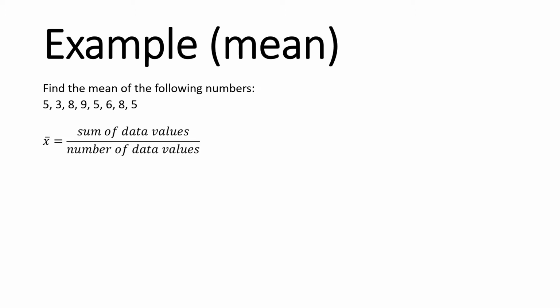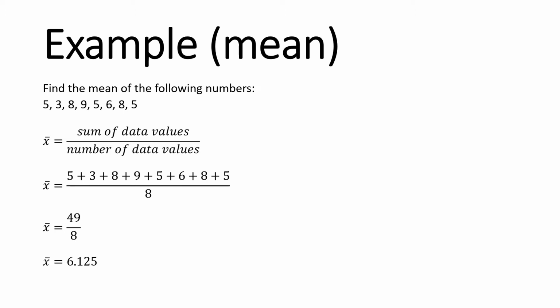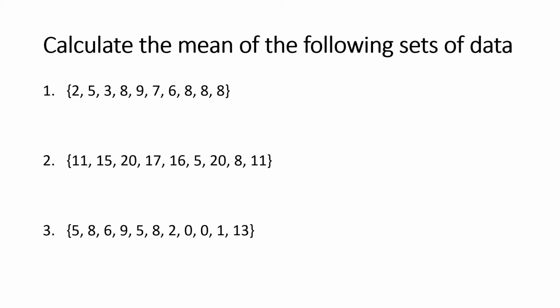If we use our formula, the mean equals the sum of data values divided by the number of data values. So we have 5 plus 3 plus 8 plus 9 plus 5 plus 6 plus 8 plus 5 divided by 8. That equals 49 divided by 8, which equals 6.125. So our mean of this data set is 6.125. Now you have a turn at calculating the mean of the following data sets. Pause the video and come back and we will go through the answers.